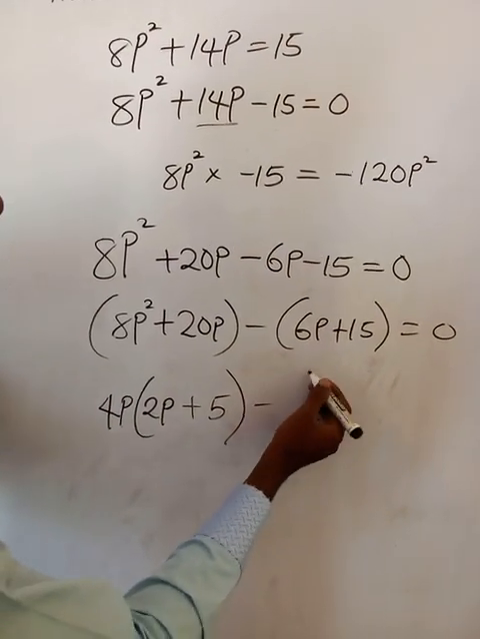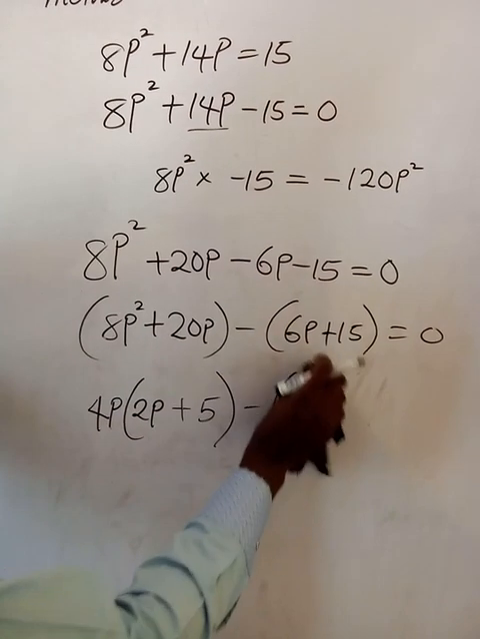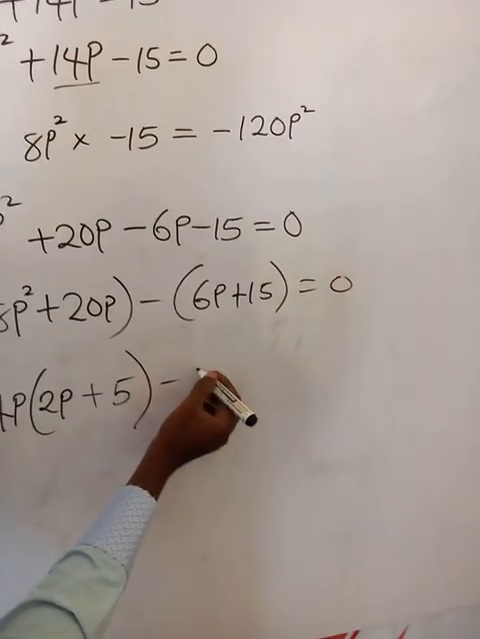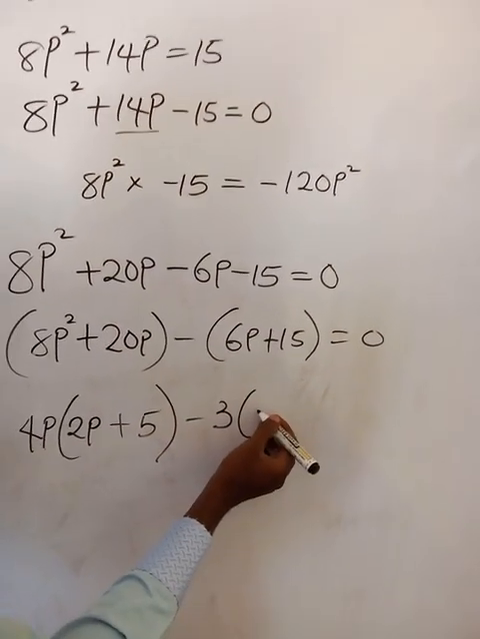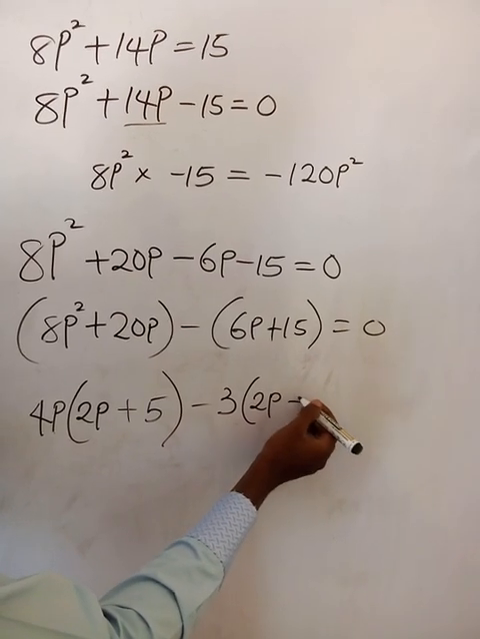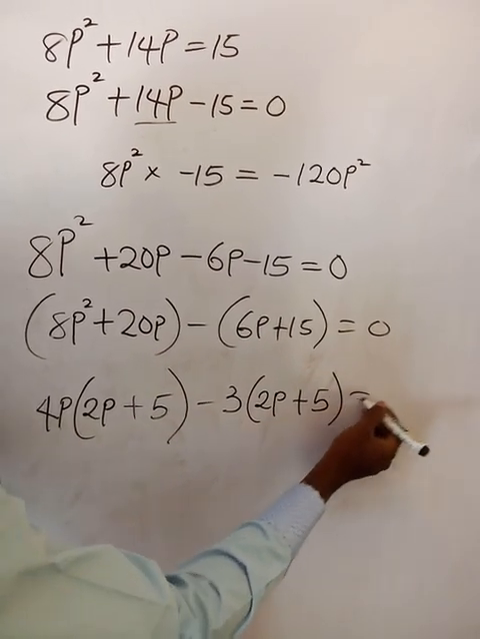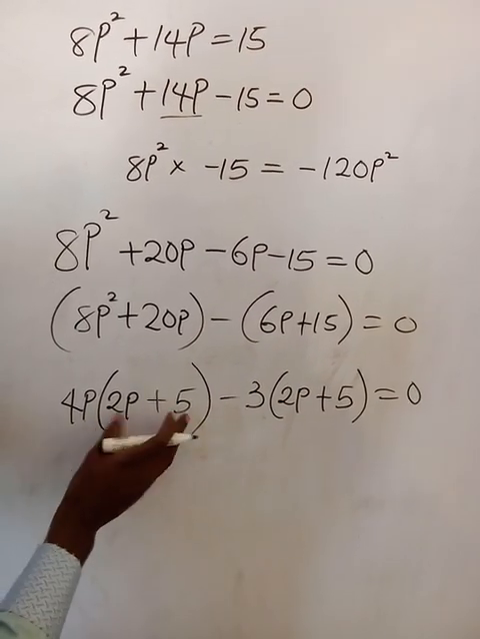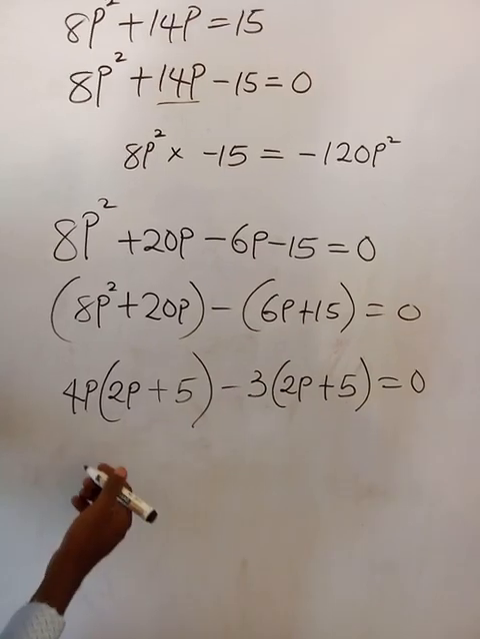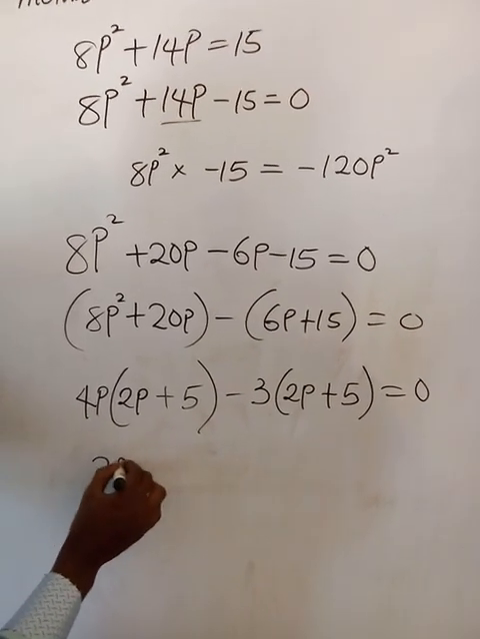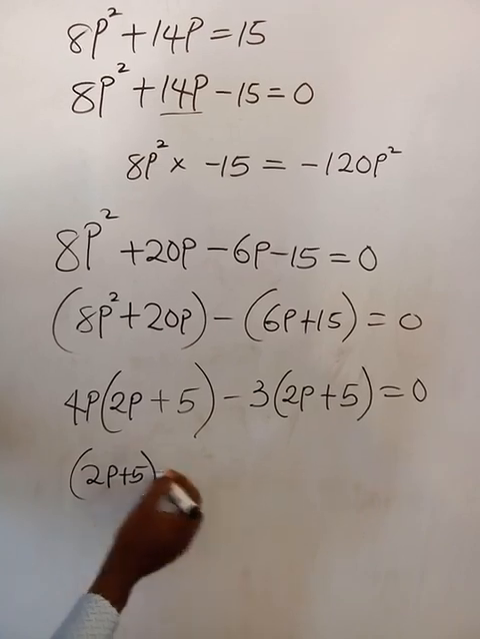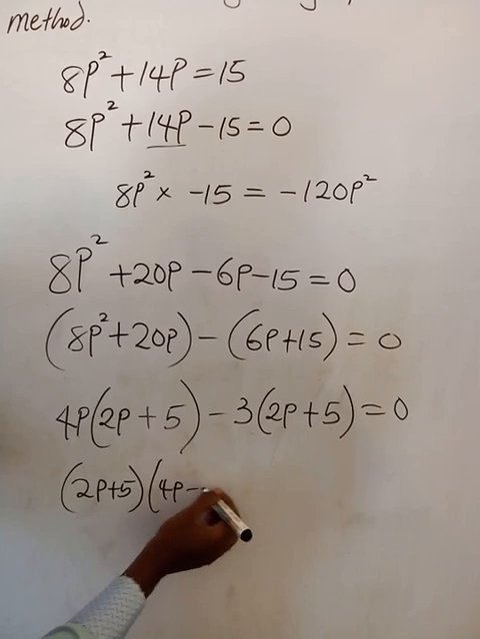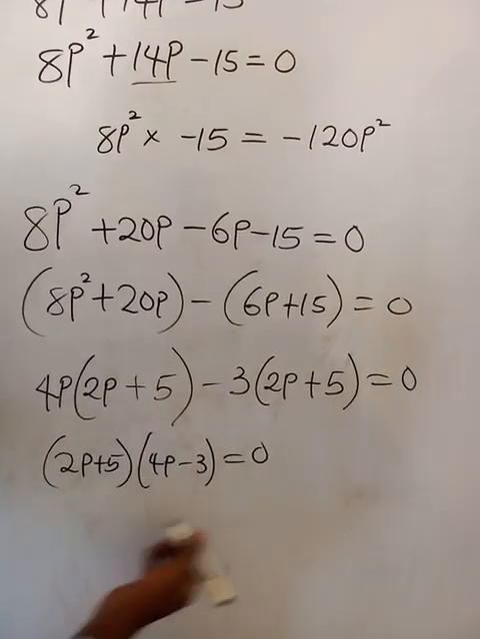Then minus, here I believe that 3 is common because 3 is a factor of 6 and is also a factor of 15. So if you bring out 3, you are left with 2p plus 5 equals to 0. If you look at this very well, 2p plus 5 is common to both sides. So, I mean, it's common to these two expressions. So we can factor it out, 2p plus 5. Here we are left with 4p. And here we are left with minus 3. And everything is equal to 0.